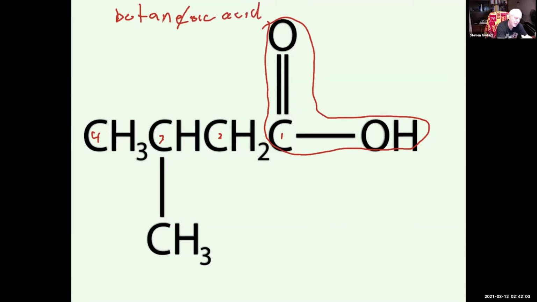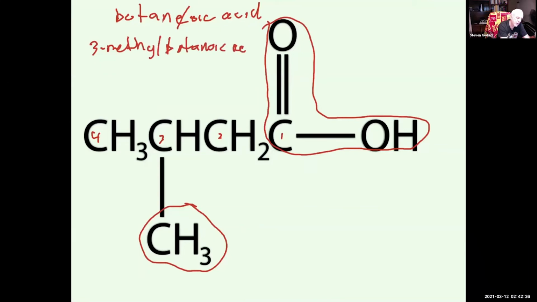Now we have something attached to the chain. What's that substituent group called? Methyl group. Perfect. It's a methyl group. It's 1 carbon. And it's attached to what number carbon? 3. Perfect. So we have 3-methylbutanoic acid. And it tells you butanoic acid, 4 carbons, carboxylic acid, COOH. And at number 3 carbon, there's a methyl group attached.